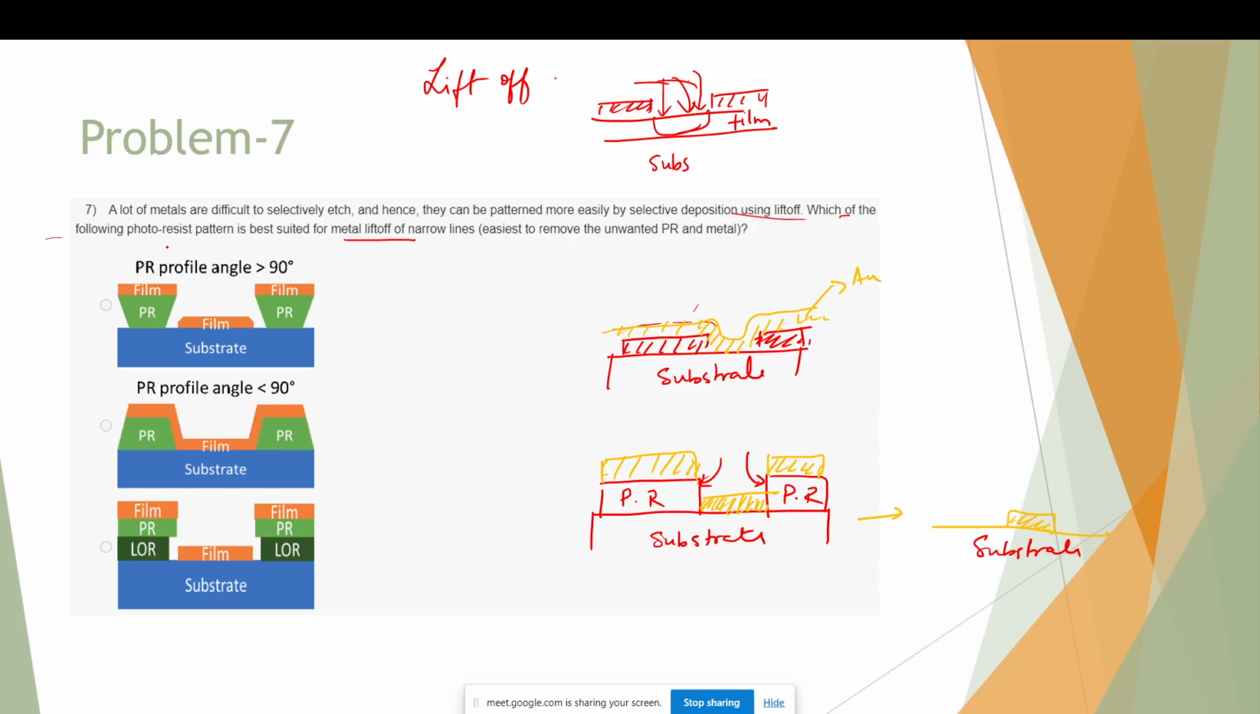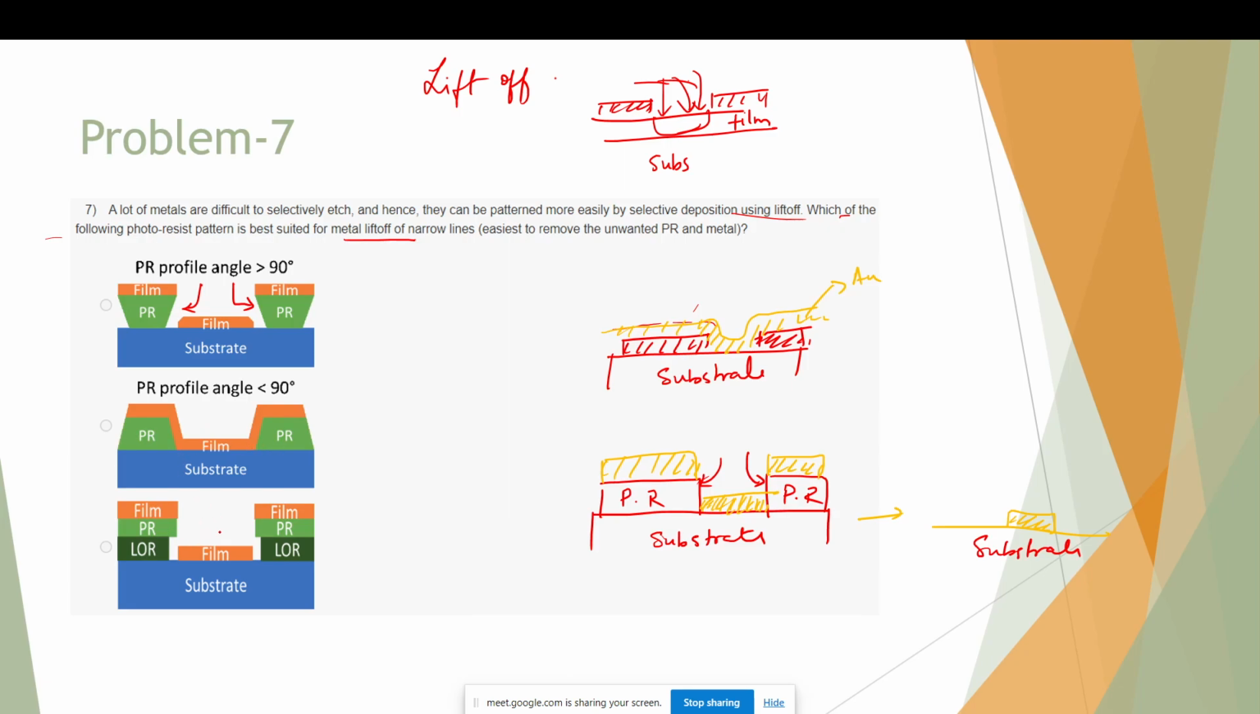So, when they are saying photoresist pattern that is best suited, they are basically asking us where can I remove this PR more easily. So, in this case it is possible to remove the PR. We can send a dissolving solution through these paths, but then it depends on how much distance is there in between them. In this case it is not possible because the PR is not at all accessible.